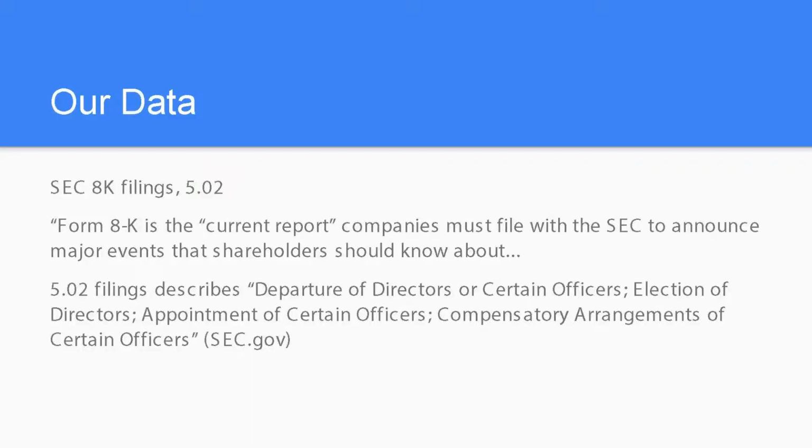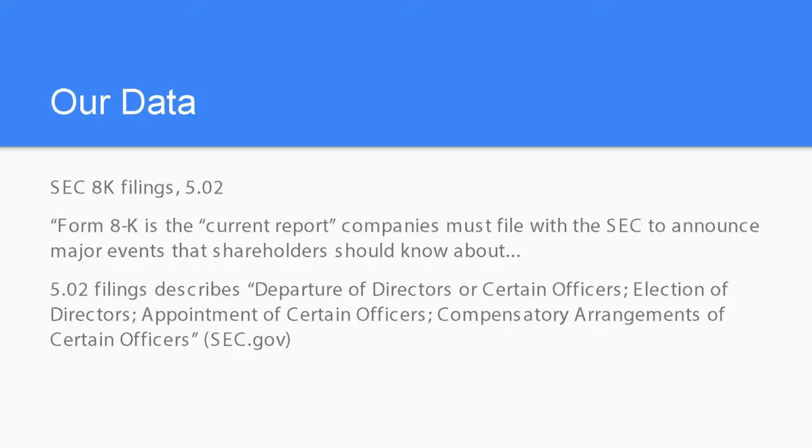So 8K filings get a little bit more complicated. 8K filings are also called the current reports. Public companies have to file a lot of things with the Securities Exchange Commission. 8Ks report events that happen at the firm that need to be reported on a more regular basis, not annually or quarterly, but closer to when the event happens.